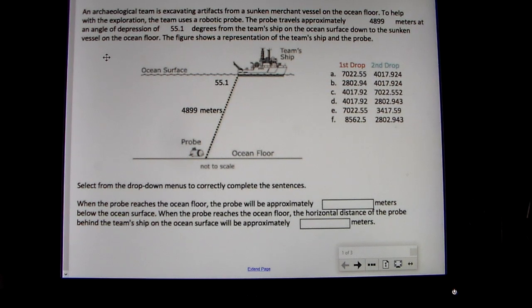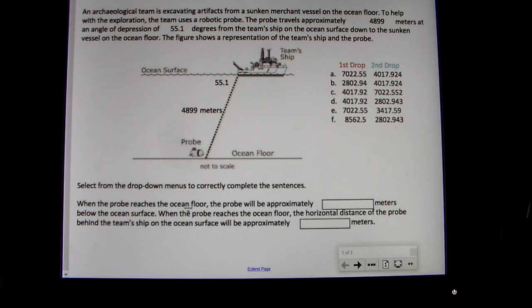An archaeological team is evacuating artifacts from a sunken merchant vessel on the ocean floor. To help with exploration, the team uses a robotic probe. The probe travels approximately 4,899 meters at an angle of depression of 55.1 degrees. So this little probe goes all the way down to the ocean floor at an angle of 55.1 degrees, and it traveled a total distance of 4,899 meters. The figure shows a representation of this ship and the probe. Select from the drop-down menu to correctly complete each sentence.